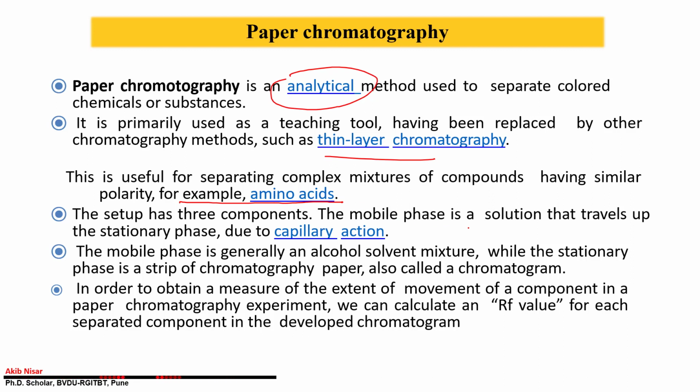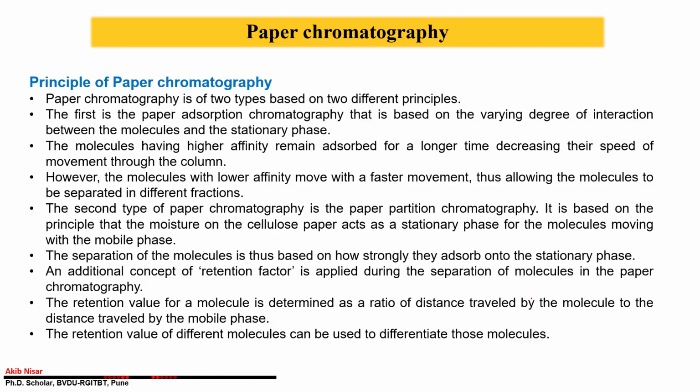The mobile phase is a solution that travels up the stationary phase. You know what the mobile phase and the stationary phase are, we have already discussed. The mobile phase is generally an alcohol solvent mixture, while the stationary phase is a strip of chromatography paper, also called a chromatogram. Now you know the terminology of RF value already. We will discuss it later in the later slides, what the RF value is and how to calculate it. We can take 2-3 questions from that also.